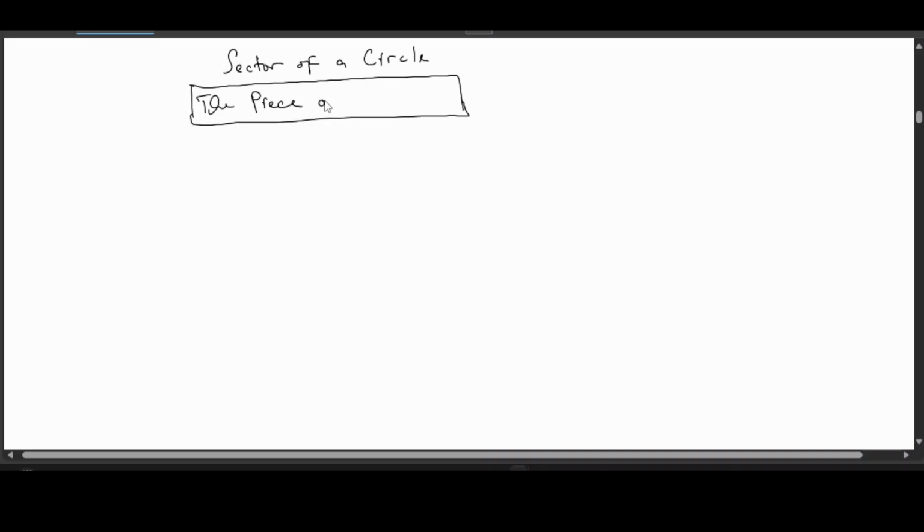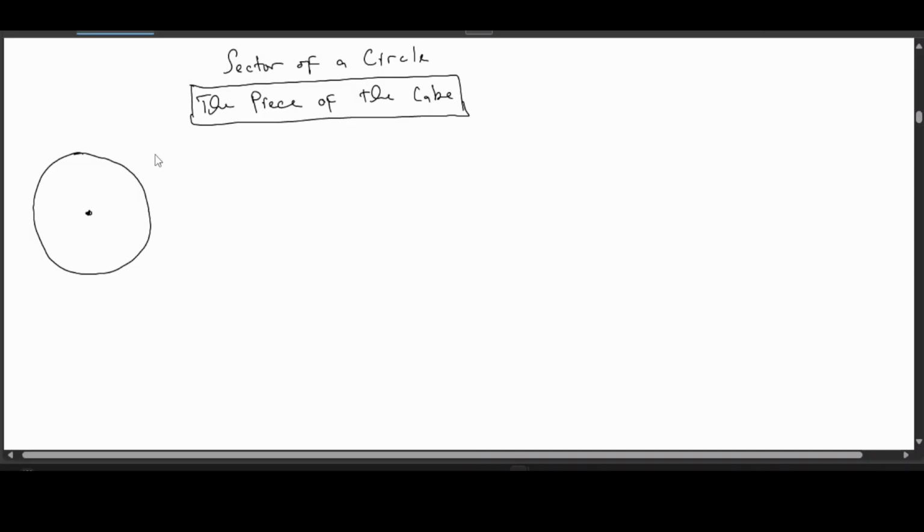Okay. There's the last part we want to discuss today: the sector of a circle, which is just the piece of the cake. Some of us only meet cake at Christmas. So this is the cake, and that's the shape. It's a circle. So we have our cake, we have our circle.